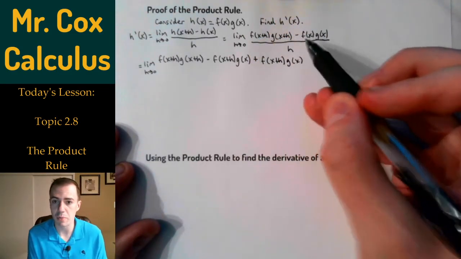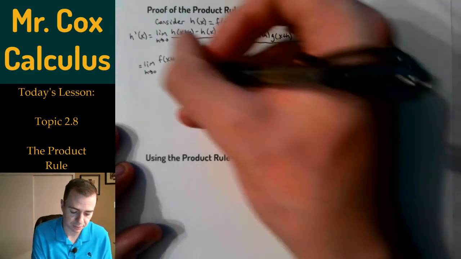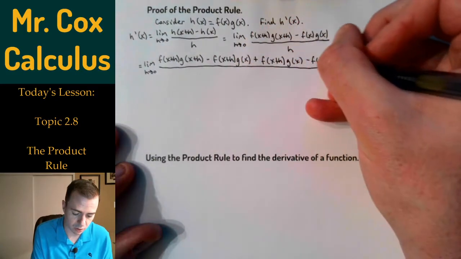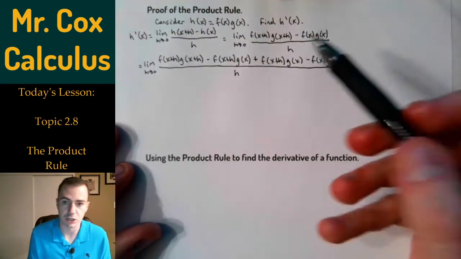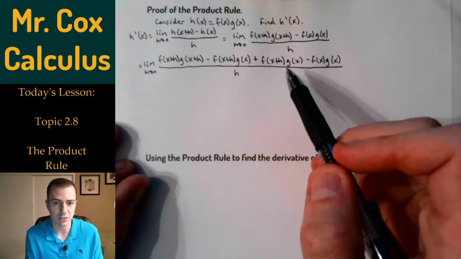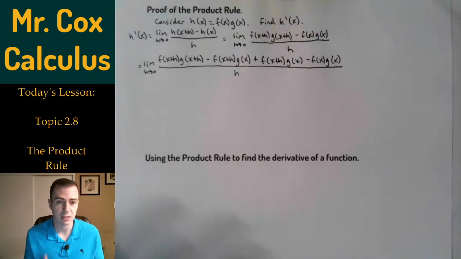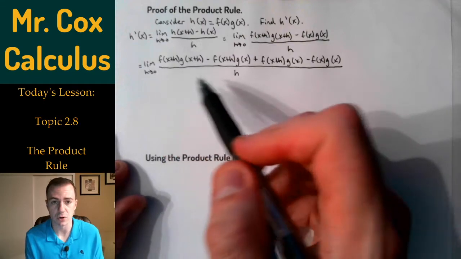And now I'm going to go back and subtract f of x, g of x, and this is all over h. And so you can see I didn't change the value of anything. I just subtracted this term, but I added it back in, so I didn't change the value of this particular expression.